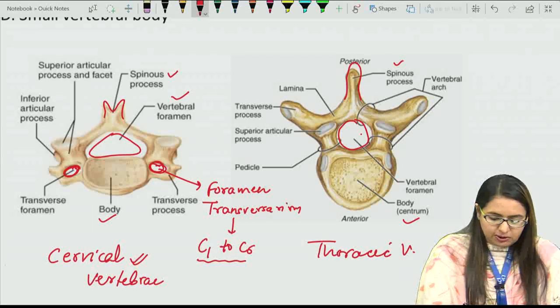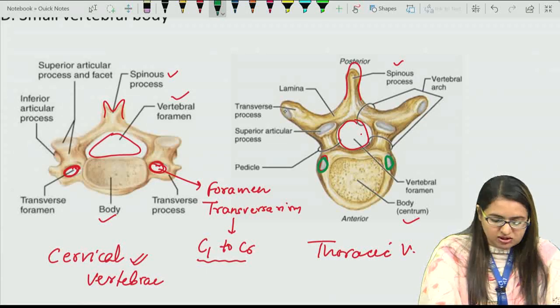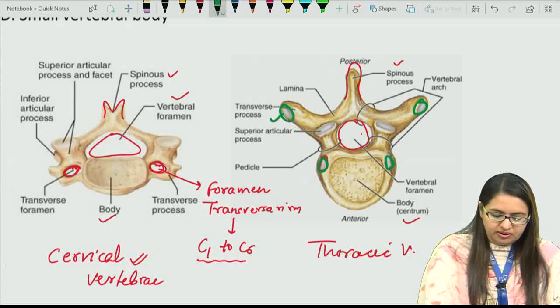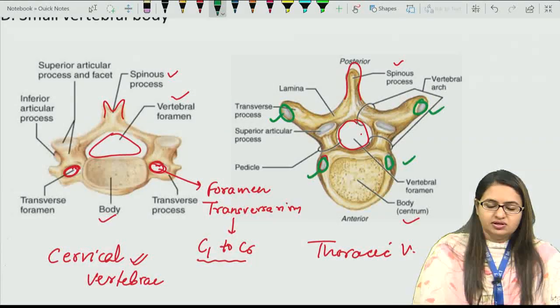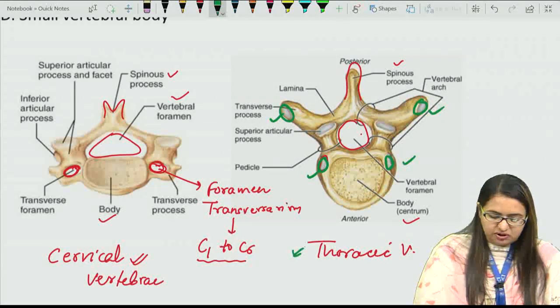Now for the thoracic vertebra, a characteristic feature is the presence of the facets. If you see over here, there are facets on the lateral aspect of the body, as well as facets on the transverse process also. This is for articulation with the ribs, and it is a characteristic feature of the thoracic vertebra.